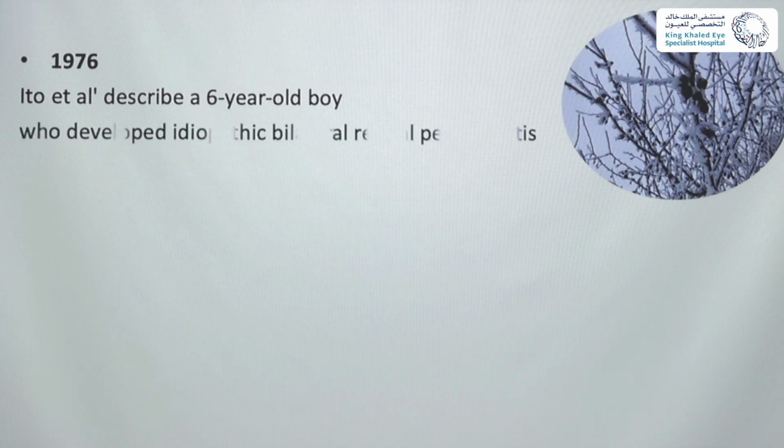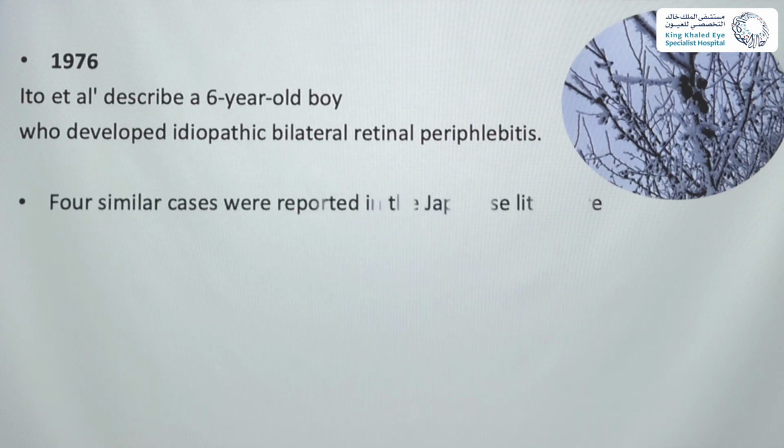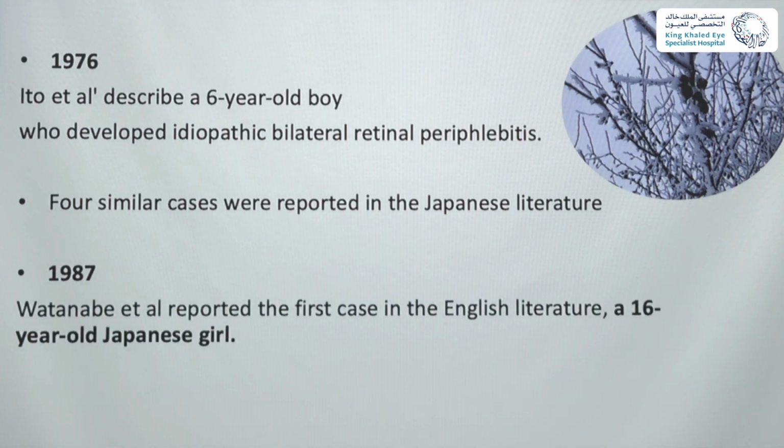In 1976, Ito described the first case of frosted branch angiitis. The case was a 6-year-old boy who developed idiopathic bilateral retinal periphlebitis. He described this appearance as frost on a tree branch. Four similar cases were reported in Japanese literature. Until 1987, the first case in English literature was reported, and the patient was also a Japanese girl.